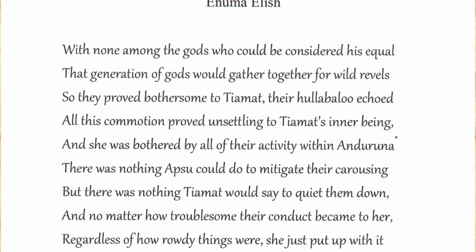In the Genesis material, we're going to find that names are going to have meanings that indicate qualities. We're going to need to know those if we want to get that detailed. Those are the analogs. Their hullabaloo echoed. All this commotion proved unsettling to Tiamat's inner being, and she was bothered by all of their activity within Anderuna. This is the gathering place for the gods, a temple.